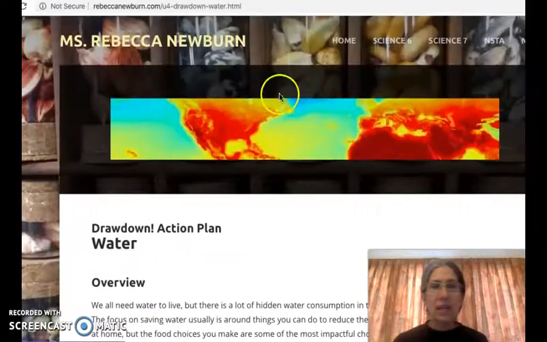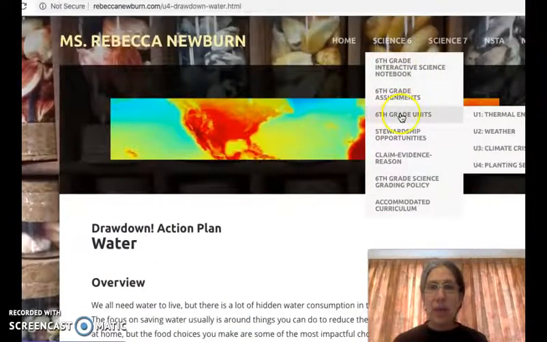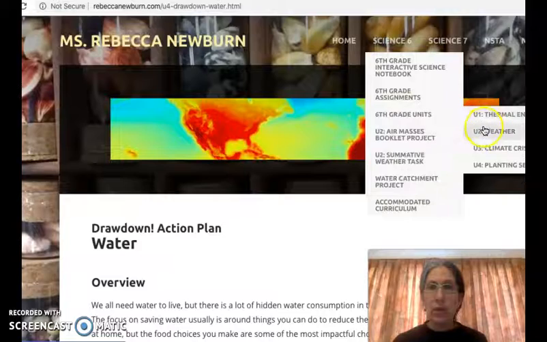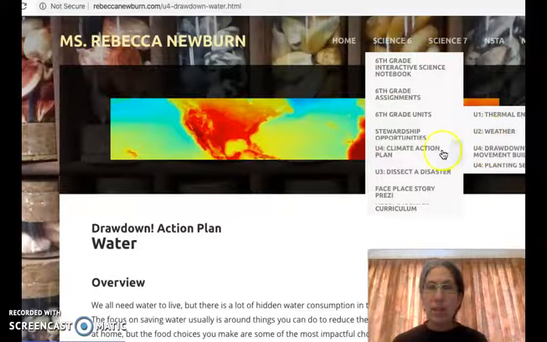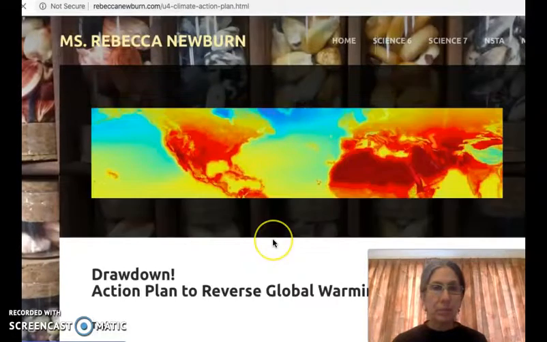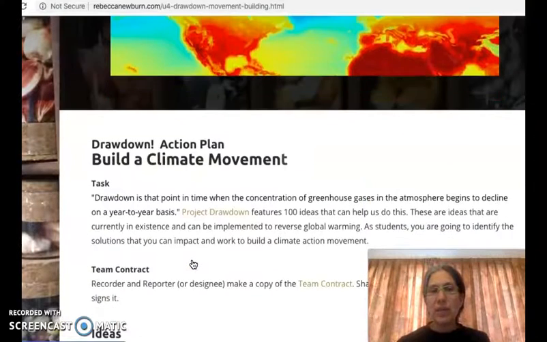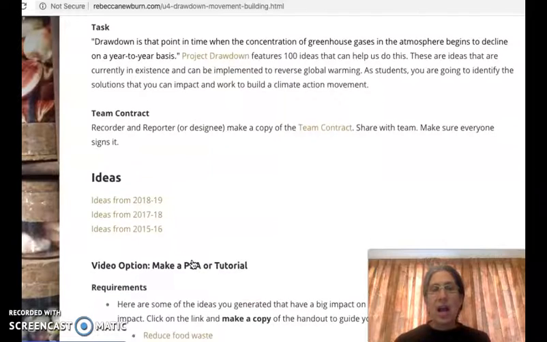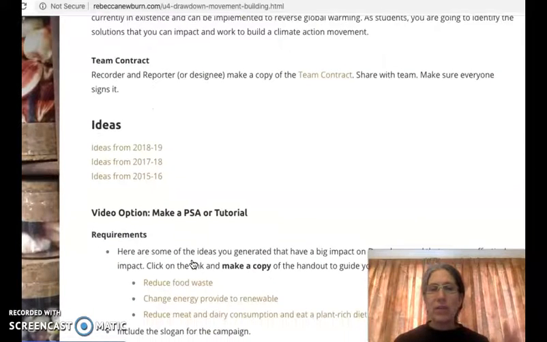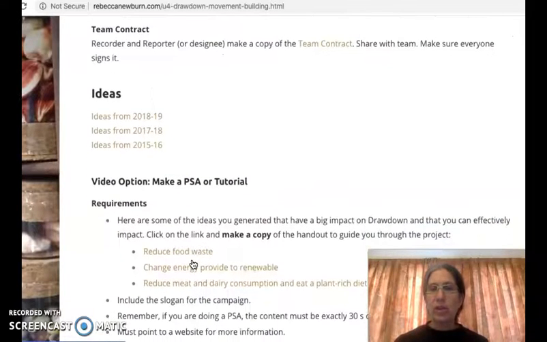And then lastly, back to the climate unit, crisis, climate action plan. And then down to the bottom, building a movement. And this is where I think we need to come together and figure out. Each year they've had an opportunity to brainstorm where they wanted to do it. Like one year, a group wanted to plant trees in a park.